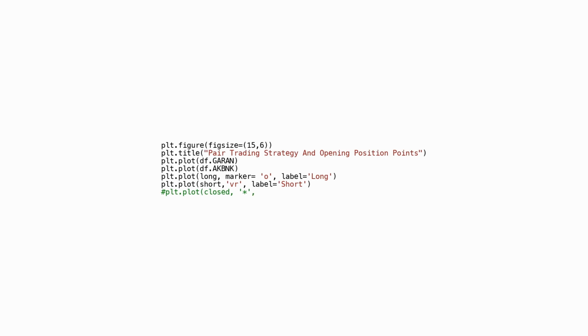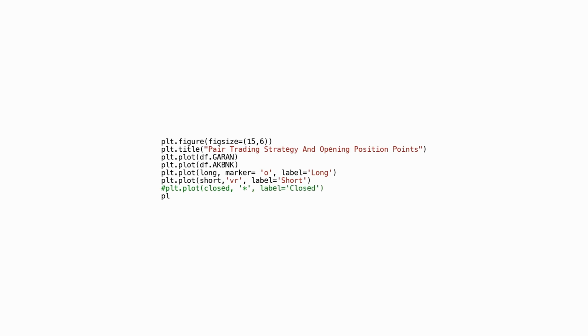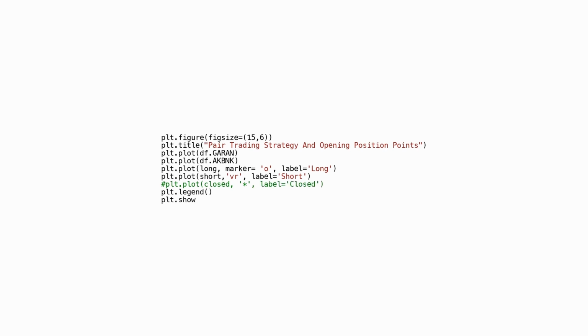This figure allows for visual representation and analysis of the performance of the 2 stocks and the opening positions of the long and short positions. The legend function is used to label the different data points, making it easier to understand the graph. Finally, the code uses the show function to display the graph. This code could be used by traders to track the performance of stocks and make educated decisions about buying or selling.